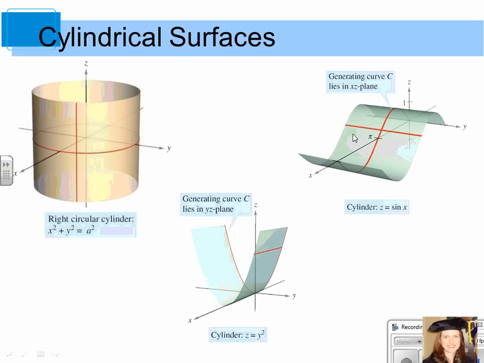On the bottom center of the screen, we have another cylindrical surface where the equation is z equals y squared. Notice that it's missing the x variable. So the x can be anything in space as long as z equals y squared. Now z equals y squared is that parabola. The red trace is the yz trace. And then the parallel line to the x-axis means that x can be anything. So we have this U-shaped surface that is parallel to the x-axis.